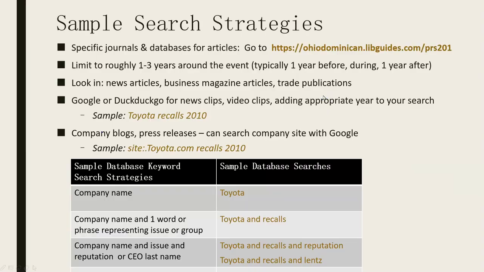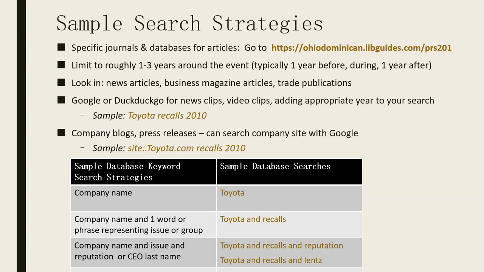So I have here some sample strategies that you can use. We'll be getting into specific databases. You can potentially even get into some specific journals for articles. You will want to limit roughly 1 to 3 years around the event. Sometimes just the 1 year of the event is enough. Sometimes you need to do 1 year before, sometimes 1 year after. You'll want to look in news, business, and trade publication articles. And that's where our business databases come in.